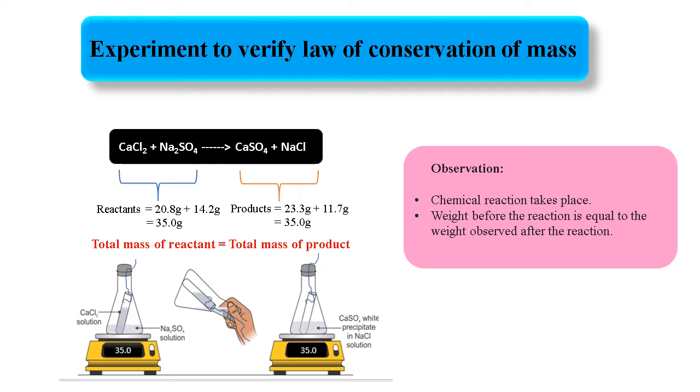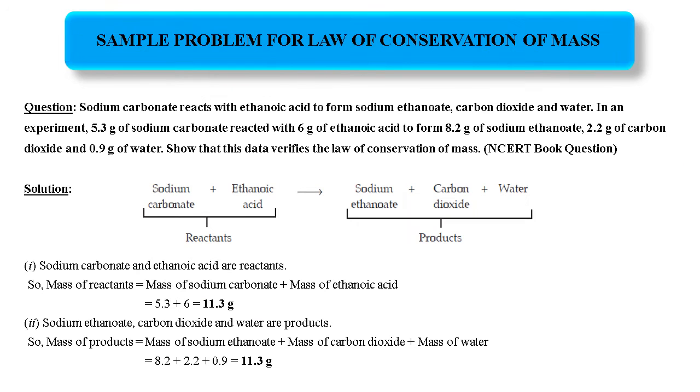As here, 20.8 gram of calcium chloride reacted with 14.2 gram of sodium sulfate to give 23.3 gram of calcium sulfate and 11.7 gram of sodium chloride. Hence, the mass was 35 gram before as well as after the reaction. Hence, this verifies the law of conservation of mass. Now, let's solve a problem related to this law, which will be helpful for you to solve various problems related to this law in your examination.